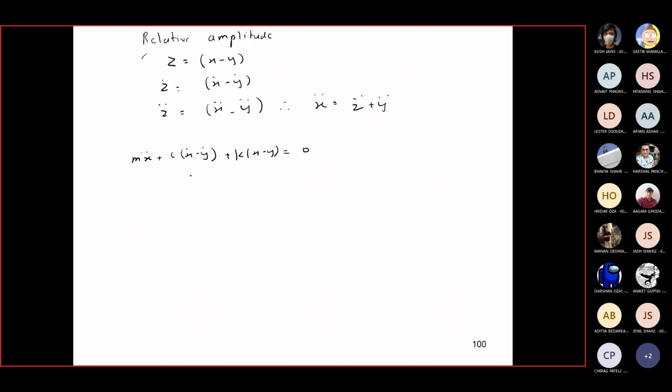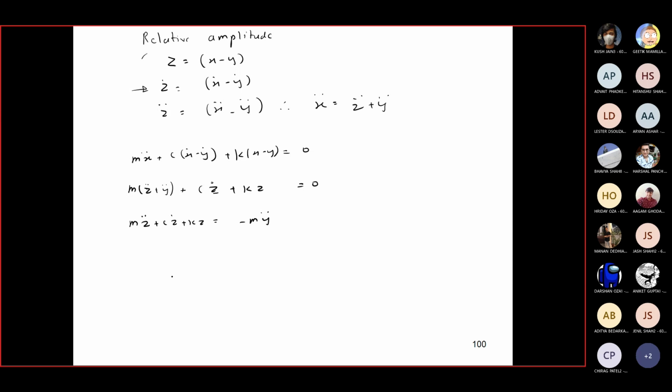All right. So let's substitute x double dot is equal to z double dot plus y double dot. So I am going to do that. So this is m (z double dot plus y double dot) plus c into z dot, that is from this second term, c into z dot plus k into z is equal to 0. Right? So I can write this as m z double dot plus c z dot plus k z is equal to minus m into y double dot. Right?